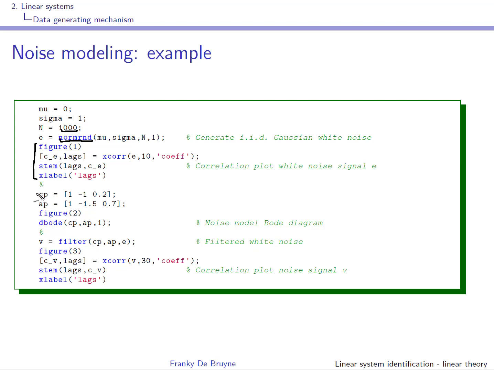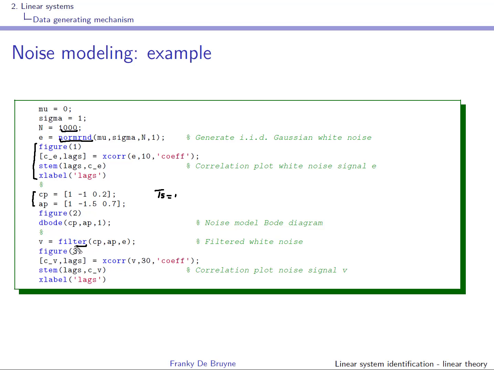So what we'll do is use a noise model. Remember that it's the transfer function C over A, and here are the two polynomials, and what you can do is have a look at the Bode diagram of this transfer function here, and here it's assumed that Ts is equal to 1, and what we'll do is filter e through this transfer function.